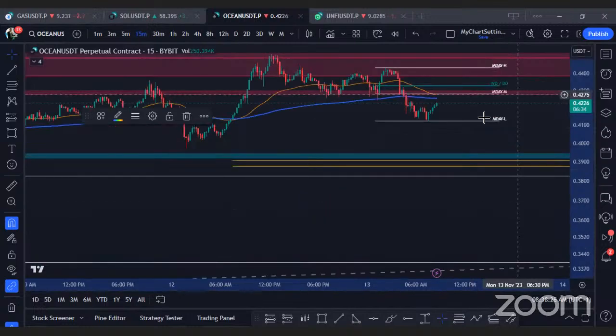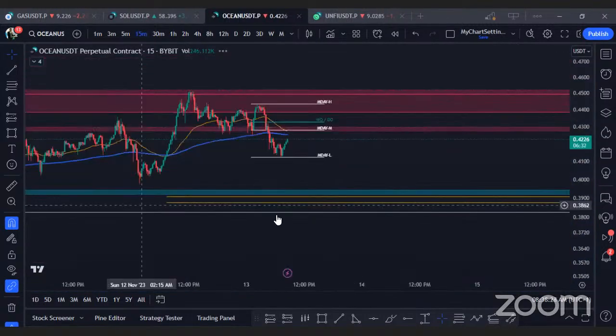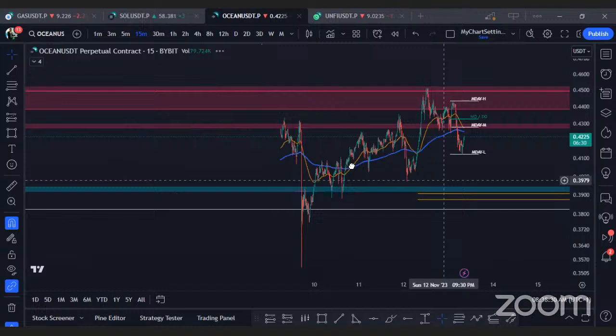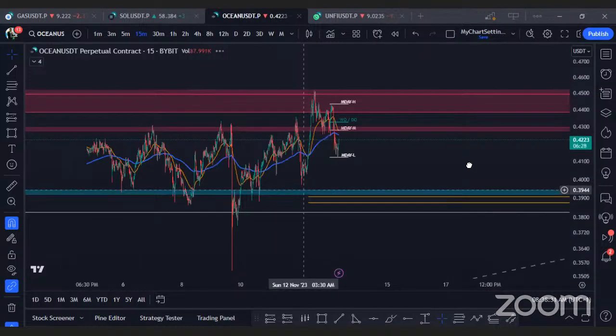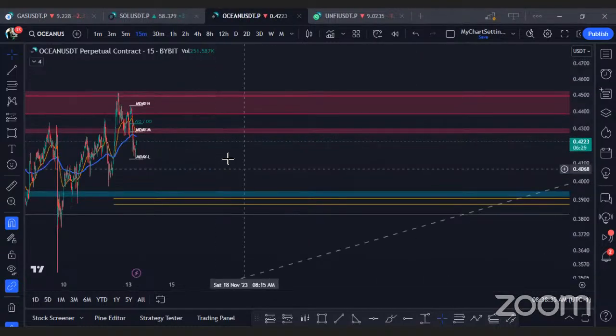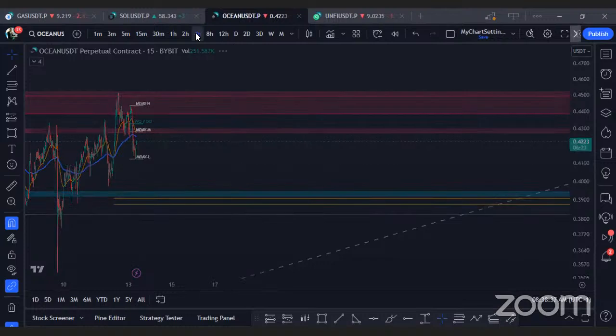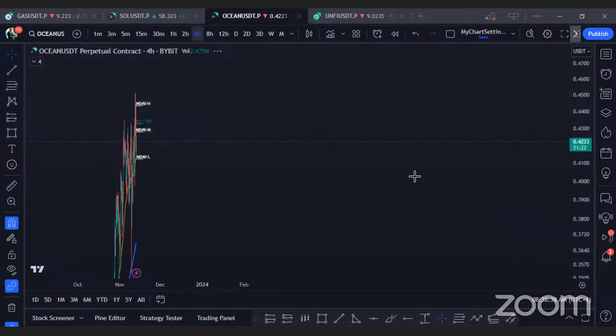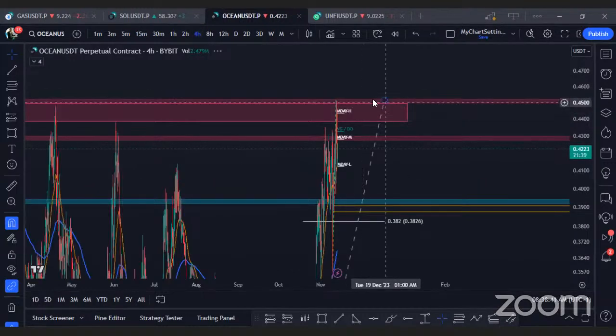Okay, so we go down to the 15 minutes time frame. Our 382 level is here, right? So 382 for Ocean is here. So we can be targeting Ocean to come down to, let me bring that closer. It's too far.